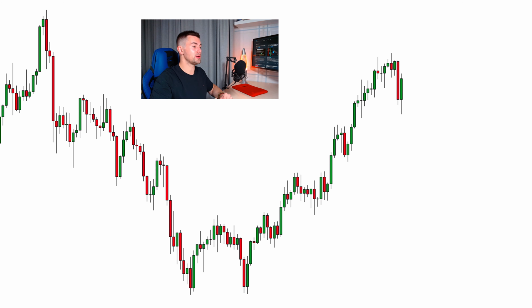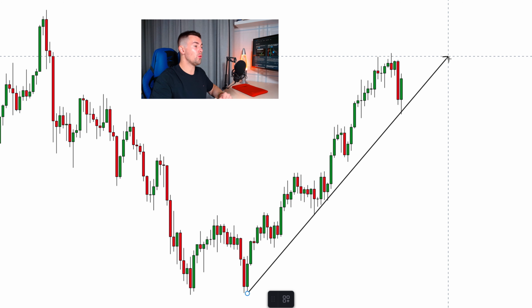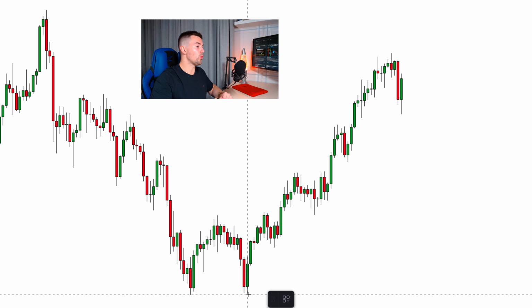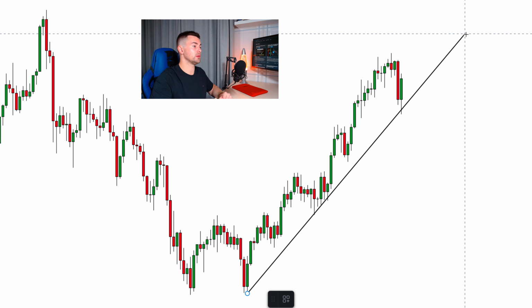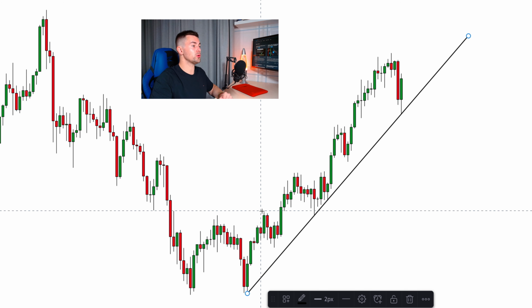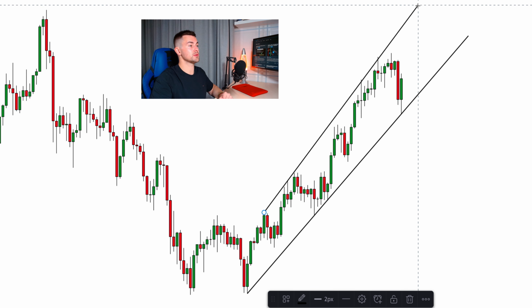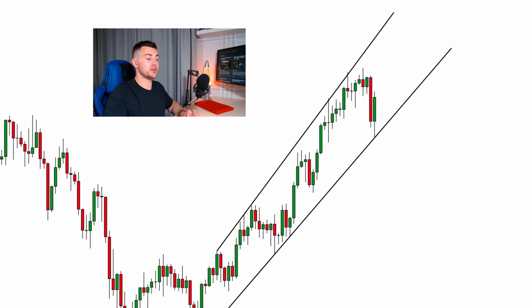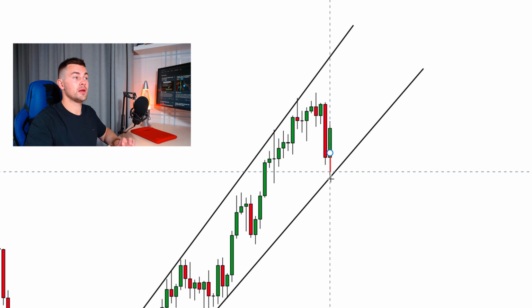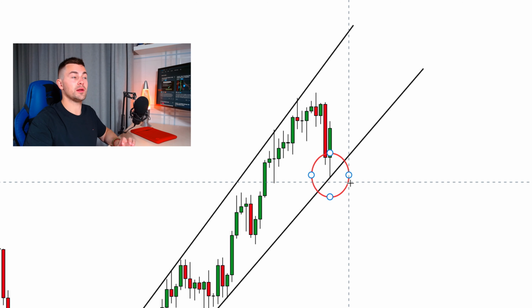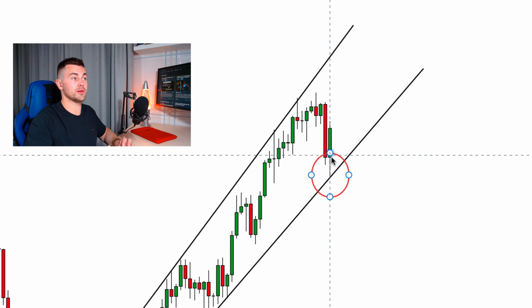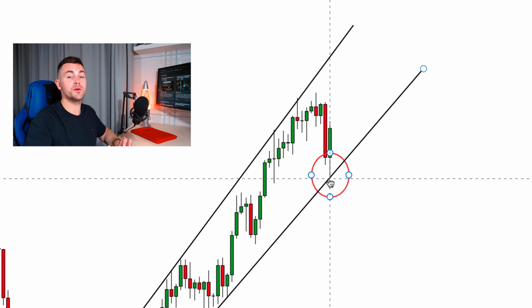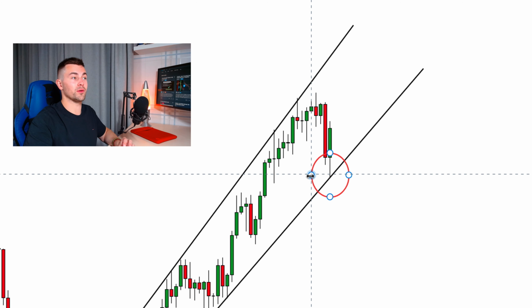And what is happening right now? This retracement ended perfectly on the support of the rising parallel channel. Here is the support of the channel, and here goes the resistance of the channel. And you can see that for now the price is trading perfectly within the boundaries of this channel. And while the price is trading within that, it remains extremely bullish for us. And you can see how perfectly we respected the support of the channel.